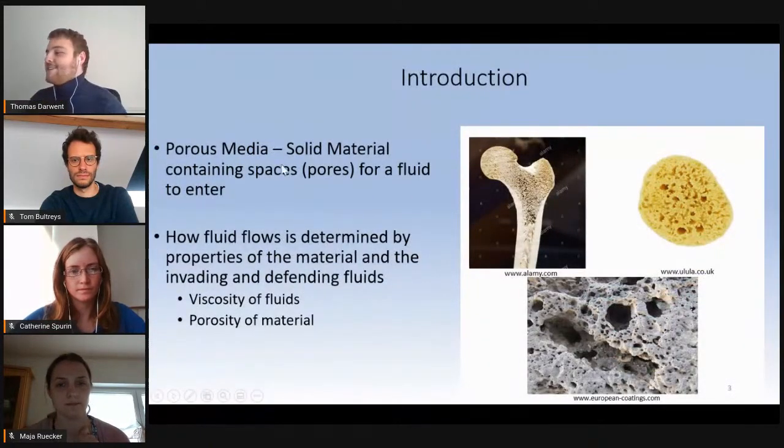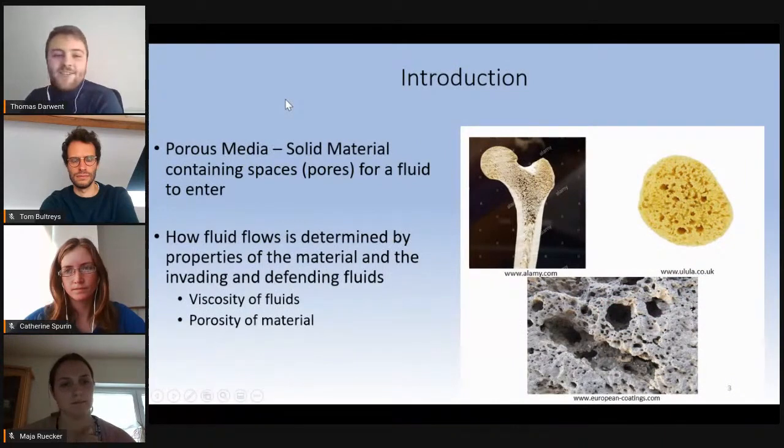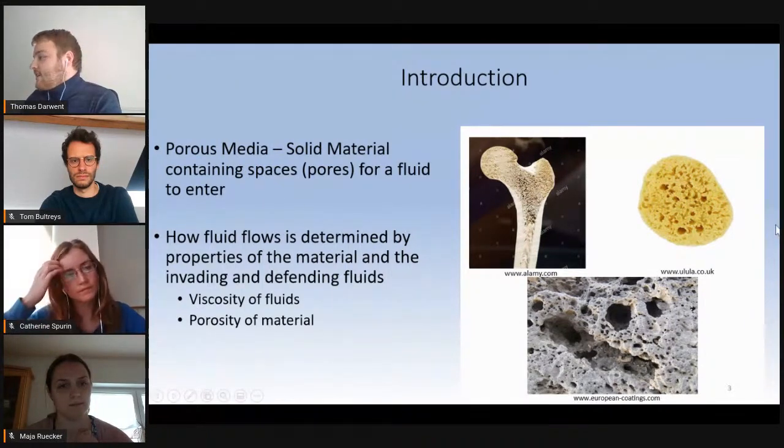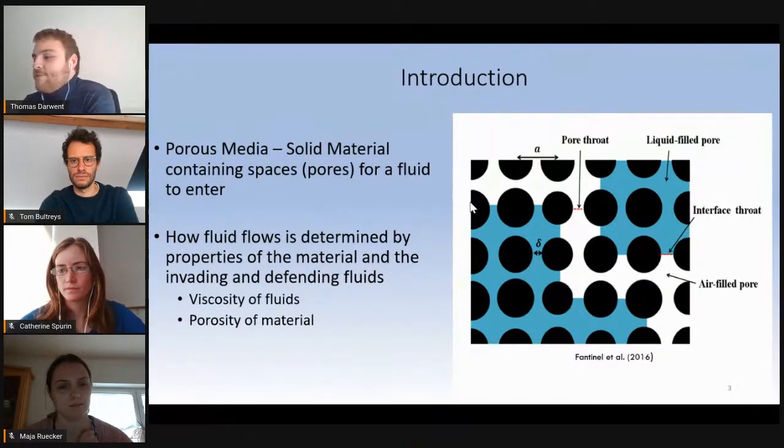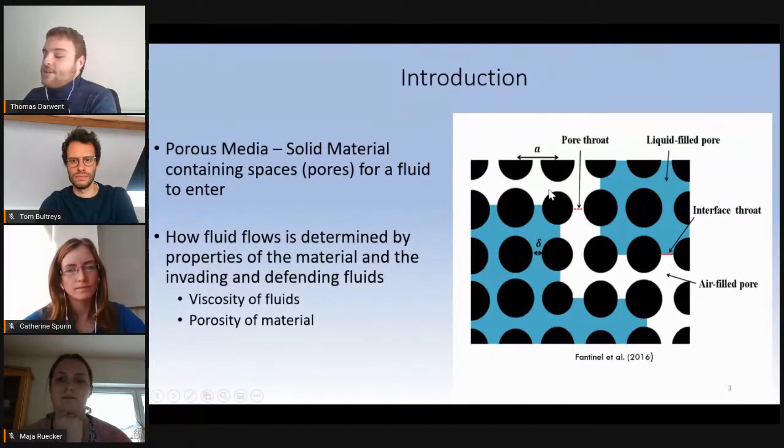So I'm sure this is a bit standard for everyone here, but just in case anyone's not sure, when we're talking about porous media, we're talking about a solid material that contains spaces or pores, and the fluid can enter into that, which could be something like a sponge, cement, or bones. And how a fluid flows in that porous media is determined by properties of the material and of the invading and defending fluids, so the viscosity of the fluids or the porosity of the material. And in particular, when I'm talking about disorder and particle size correlations, it's important to remember that these pore throats here can vary the path that the invading fluid can take.